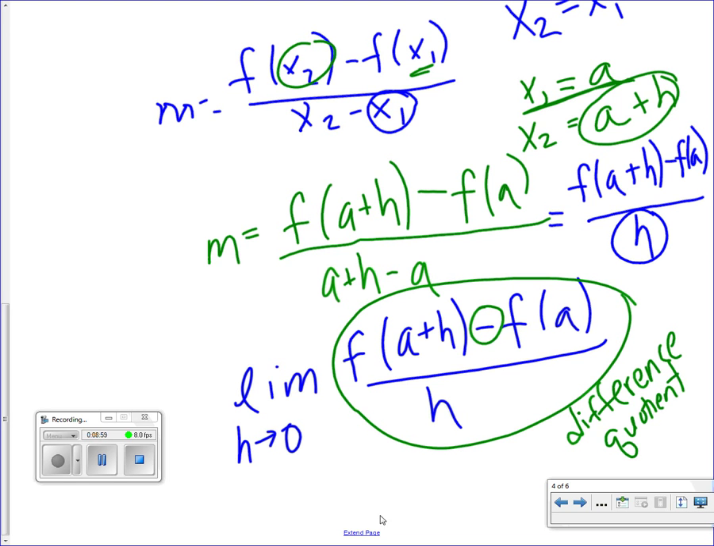This is a very important idea in calculus. You'll hear the difference quotient referenced a lot. So every time you hear difference quotient, you're imagining this formula here.